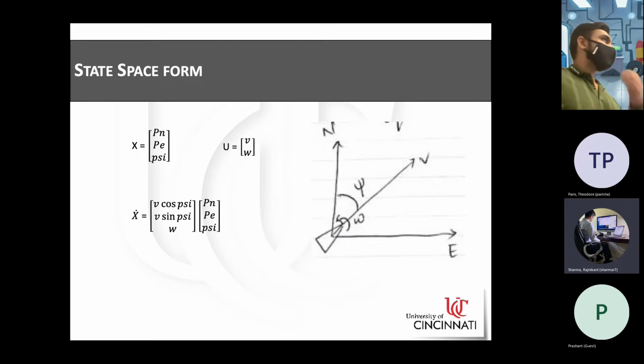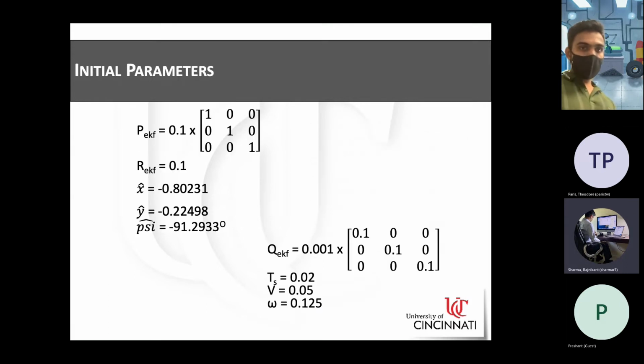Are you missing some equal sign here, or is it multiplication? It should be Pn dot. I think it's a typo. So we got 3 states here: Pn, Pe, and Psi, and this is how our state space looks. Since this is in nonlinear form, we need to linearize it for filtering.